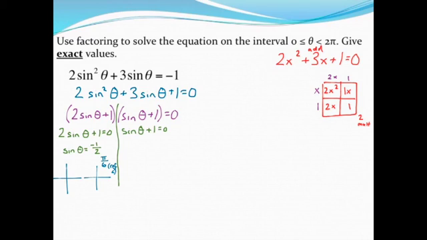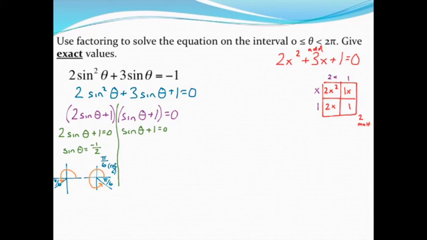And so looking back to that ASTC thing we've talked lots about, I can see that this happens in quadrant 3, sine is negative. So I'll draw my reference angle in there, pi over 6. Sine is also negative in quadrant 4. So I'll draw pi over 6 as a reference angle in quadrant 4. And so then remeasuring these counterclockwise from the positive x-axis, I would get my two first answers to this problem.